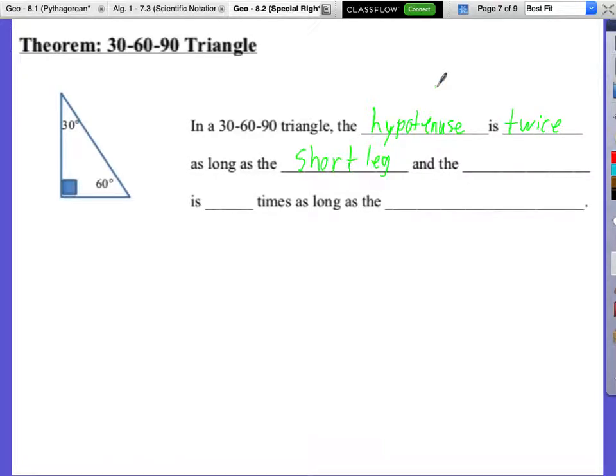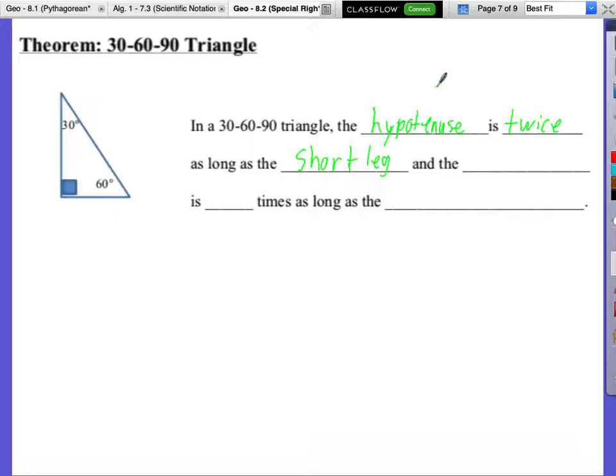Now, why aren't we just calling it the leg here? Because there's two legs, and are they going to be the same length? No, it's not an isosceles triangle. So in a 45, 45, 90 triangle, the legs had to be the same length because it was isosceles. The angles were the same, so the opposite sides had to be the same. Here, are these angles the same, 30 and 60? No, so their sides are not going to be the same.